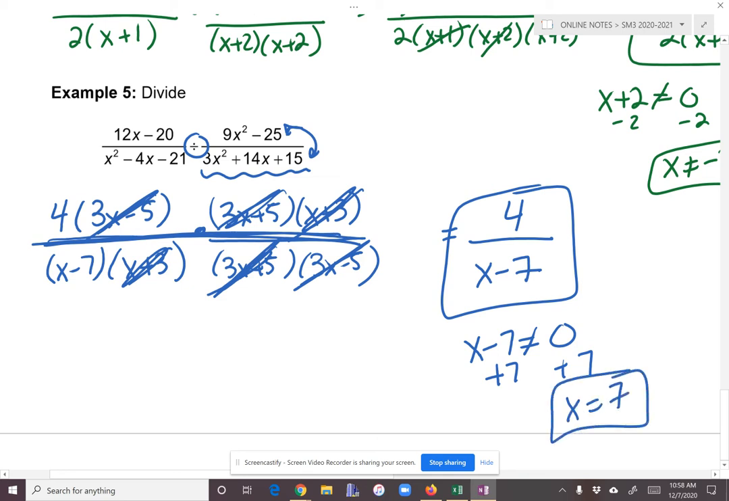Okay, that's it. Pretty simple if you know how to factor. I want to see work. Okay, get going on big ideas, start your work, and good luck. Let me know if you have questions.